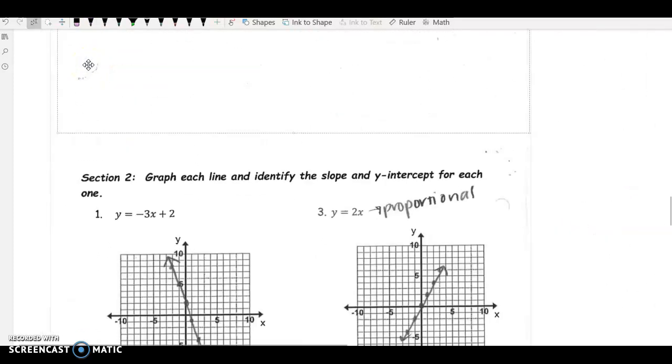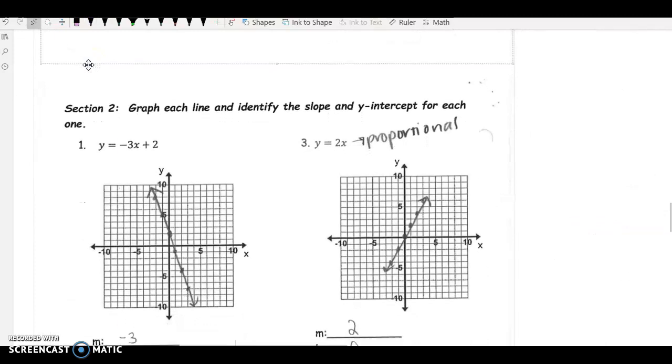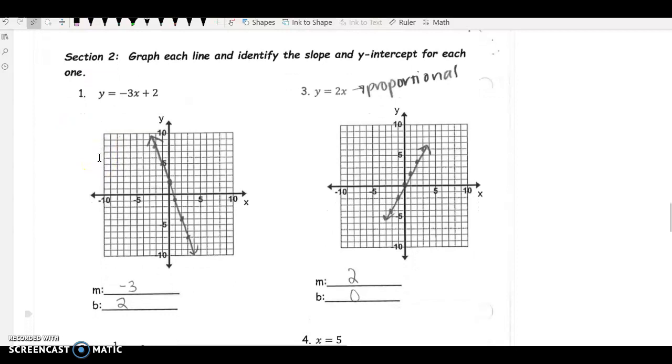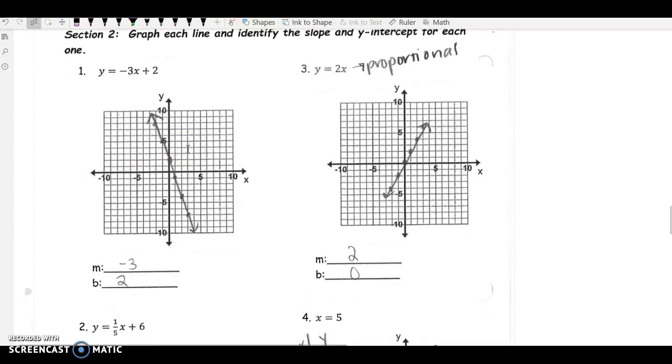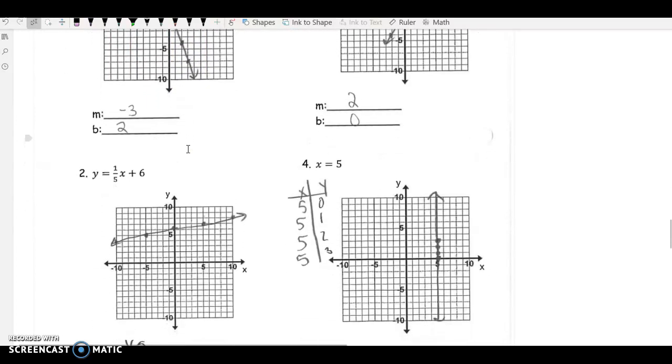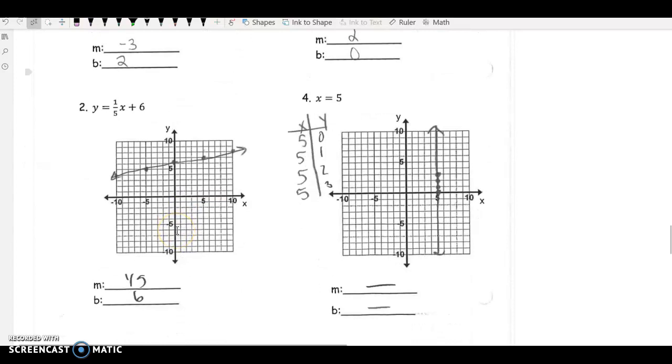Okay. Down below, graphing. Number 2, for section 2, here's what I got. My slope for the first one was -3. Y-intercept is 2. Number 3 was proportional, went through the origin. Okay, number 2 started at 6 and my y-intercept, I went up 1/5. All right, and then for 4, you should have an undefined slope at 5.